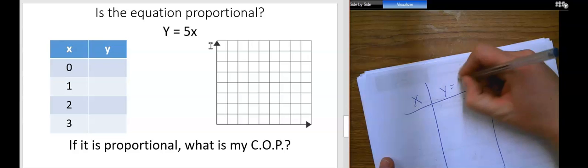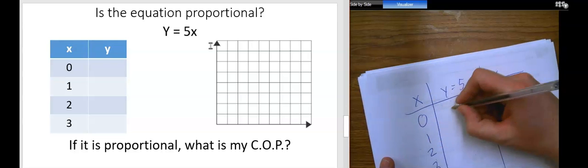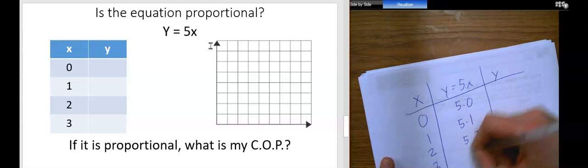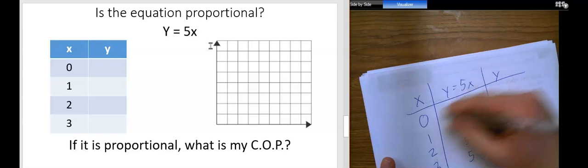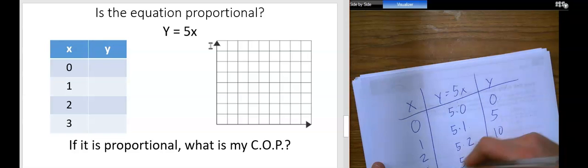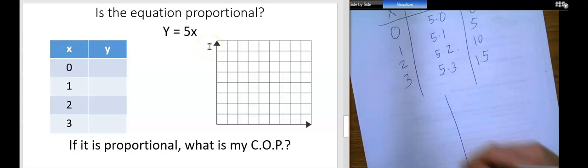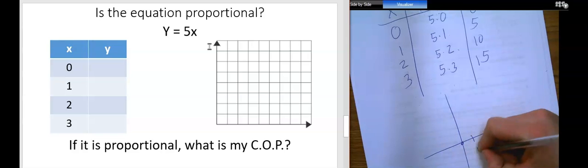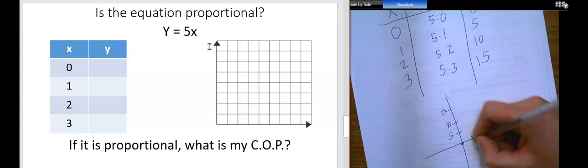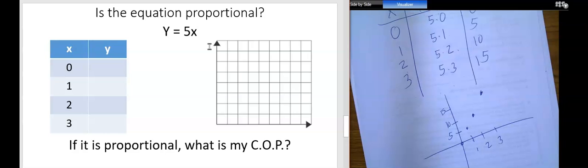X, y equals 5x, y, 0, 1, 2, and 3. 5 times 0, 5 times 1, 5 times 2, 5 times 3. Just replacing the x with the number. 5 times 0 is 0, 5 times 1 is 5, 5 times 2 is 10, 5 times 3 is 15. And then to graph it: 0, 0; 1, 5; 2, 10; 3 and 15. There's my graph.